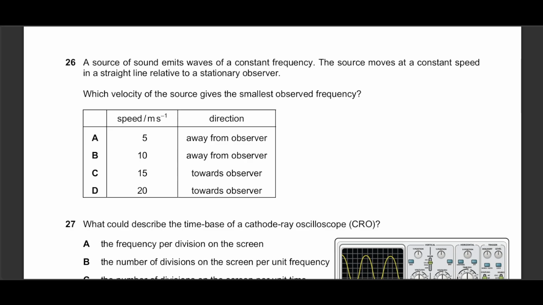Question number 26. A source of sound emits a wave of a constant frequency. Now, the question looks like a Doppler effect question, but let's see. The source moves at a constant speed in a straight line relative to the stationary observer. Which velocity gives the smallest observed frequency? Now, if you're looking to decrease the observed frequency, the first thing that you have to understand is that the object should be moving away from the observer. So I will be choosing option A or B.